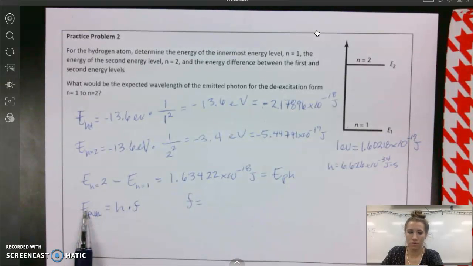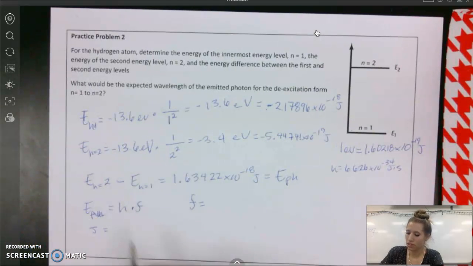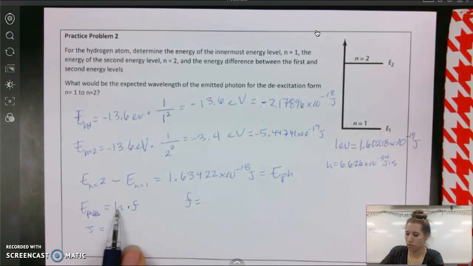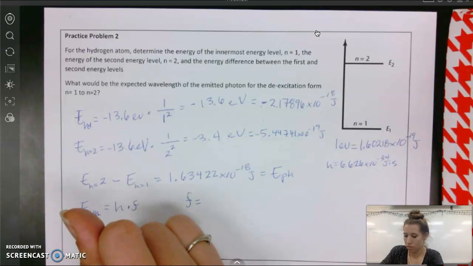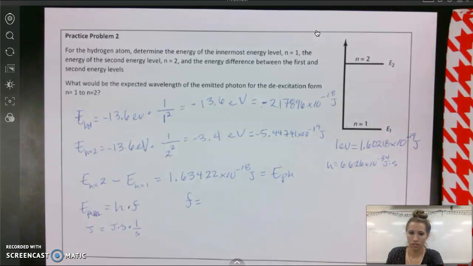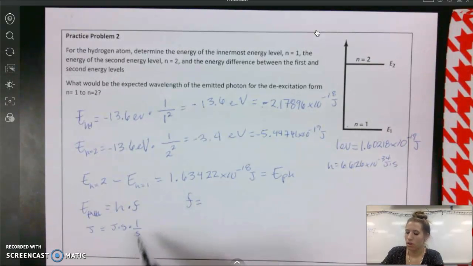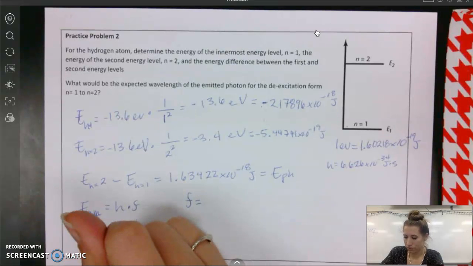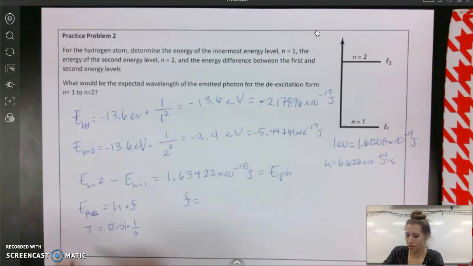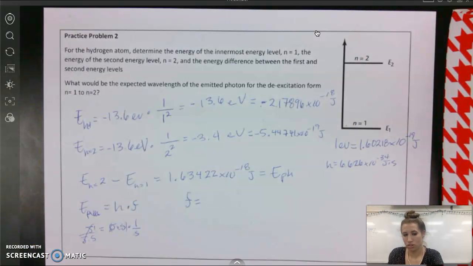Because if I have energy which is in joules, and that's going to equal Planck's constant here, which is joules seconds, and I'm going to multiply that by frequency, which is inverse seconds, so we have joules is equal to joules, right? Or that if we divide by our Planck's constant here, then we're left with 1 over seconds, which is frequency.